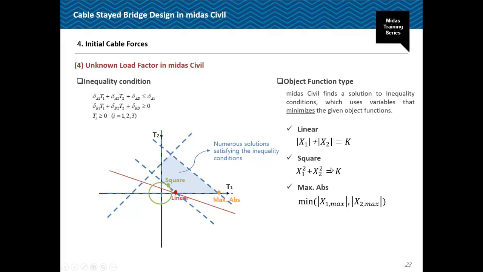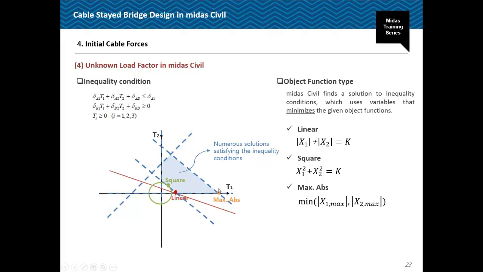If you look at this equation, you will realize it is the equation of a circle. With this, we can generate several circles which will cross the blue area. And the smallest circle will be this green one. With this smallest circle crossing the blue area, this green dot will be the minimized solution when the square option is selected. What about the maximum absolute? The maximum value of x1 and x2 will be found. Among these two, the smaller one will be used.